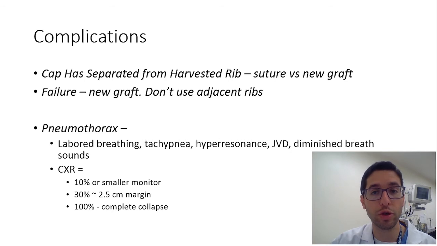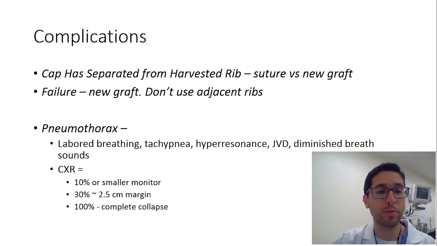You can either just try to suture it together, or some people say no, at that point it's already too late. You have to start again, get a new graft. Anytime you have a failure and you have to get a new graft, one key point, you don't want to use 2 adjacent ribs. Like if you use number 6, go to number 4 next time. You don't want to use 5 and 6, because if you take out 2 adjacent ribs, you can get a flail chest.